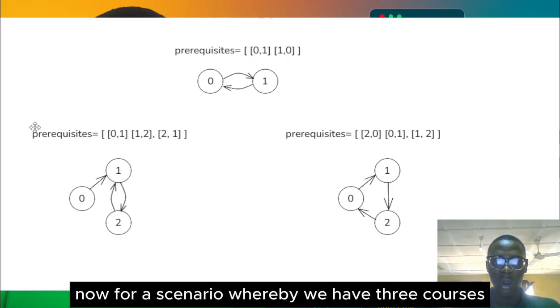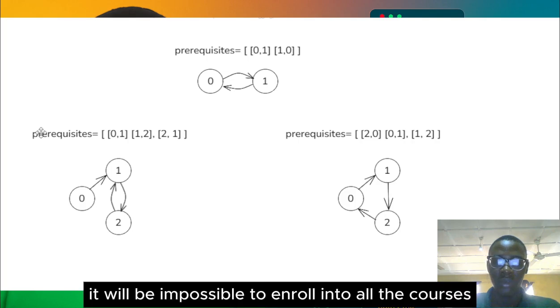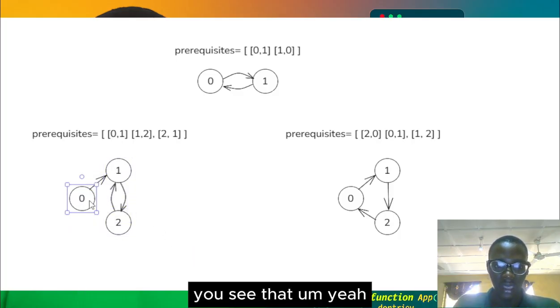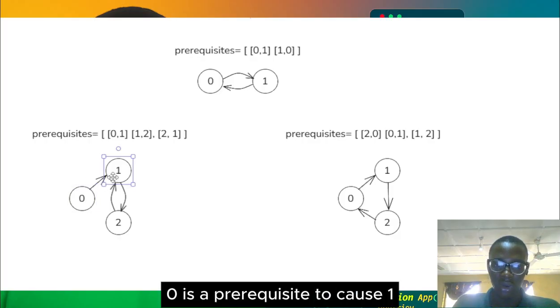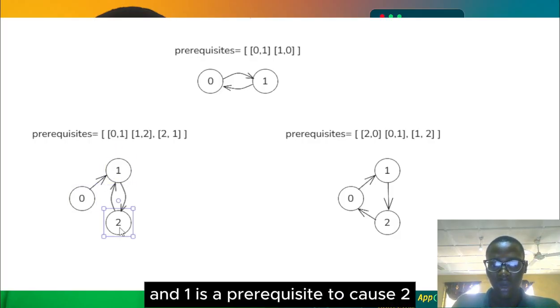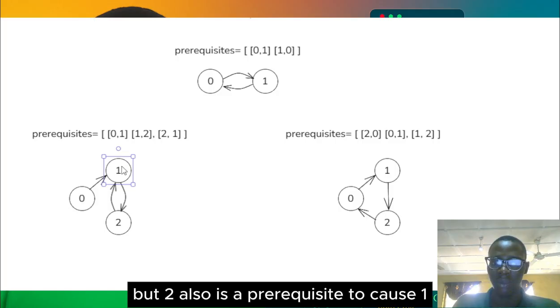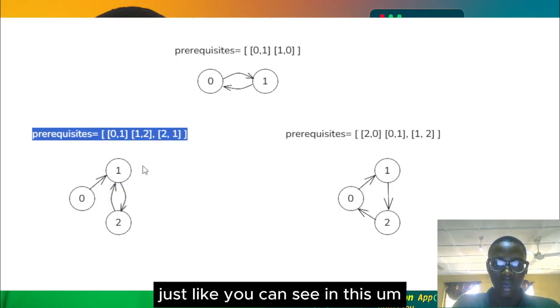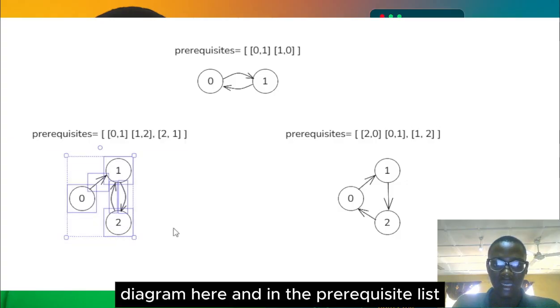Now for a scenario whereby we have 3 courses, it will also be impossible to enroll into all the courses. You see that here, 0 is a prerequisite to course 1 and 1 is a prerequisite to course 2, but 2 also is a prerequisite to course 1 at the same time, just like we can see in this diagram here and in the prerequisite list.